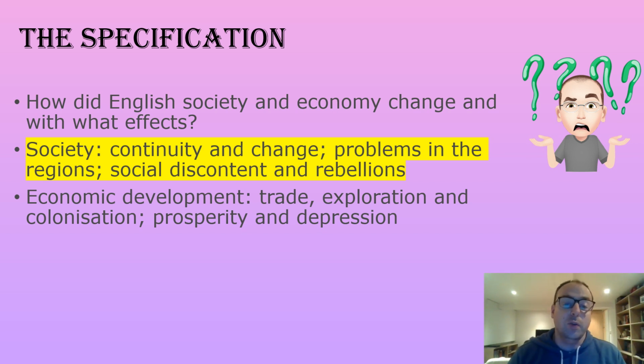First of all, there's one of the key questions, which is how did English society and economy change and with what effects? And then there's the two bullet points that are relevant to this in the Elizabeth part of the spec. So society: continuity and change, problems in the region, social discontent and rebellions. And then there's the economic bit: economic development, trade, exploration and colonization, prosperity and depression.